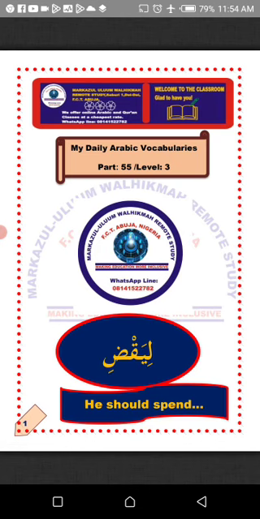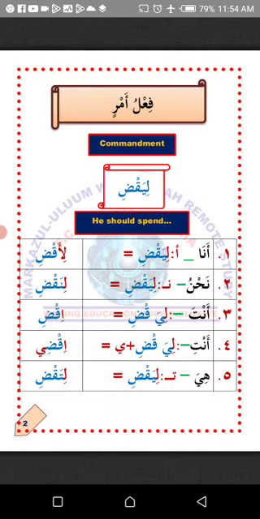Happy listening. We are going to learn from this lesson how to change the Arabic verb ليقضي to suit certain pronouns in Arabic. فعل أمر, commandment. We are going to learn how to instruct others to do something in Arabic using different forms of verbs. The question is, how do we change the verb liyaqdi to suit the pronouns below?